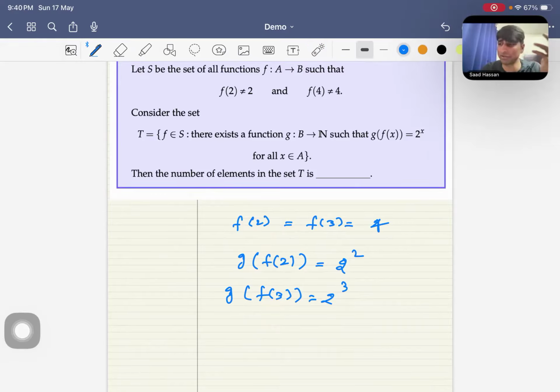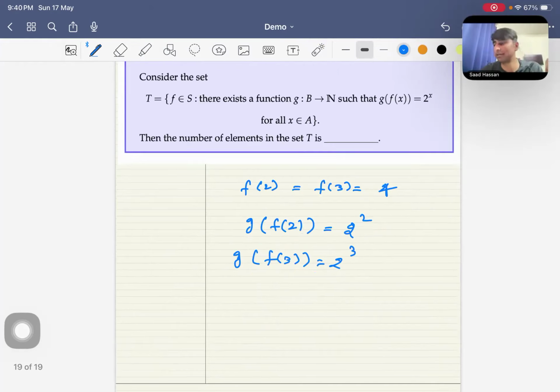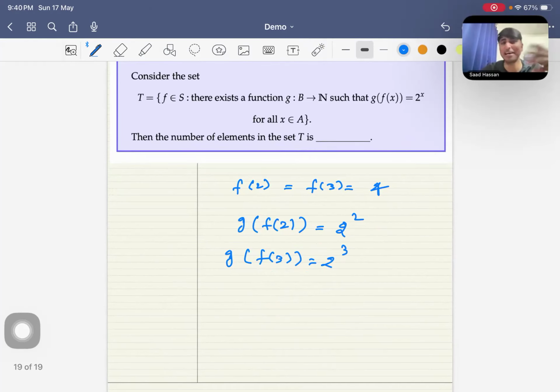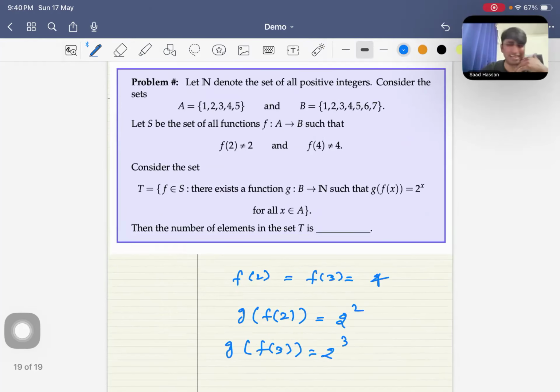So come to think about it, why is that 1, 1? Since g of f of x, which is 2 to the power x, is 1, 1, therefore f must be 1, 1. Right, so you just want to find all the functions f for which g of f of x is 2 to the power x and f is 1, 1. And that's plain and simple. So you want to find the total number of functions f from A to B which are 1, 1, and for which f of 2 is not 2 and f of 4 is not 4.